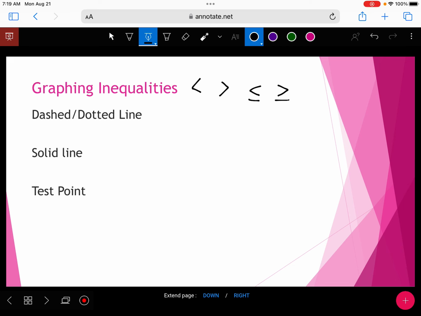And in order to show the inequality part, we're going to use dashed or dotted lines, and we're going to do some coloring. We love coloring. So the dashed or dotted line will be when we have our less than or greater than. Anything with a not equals to.